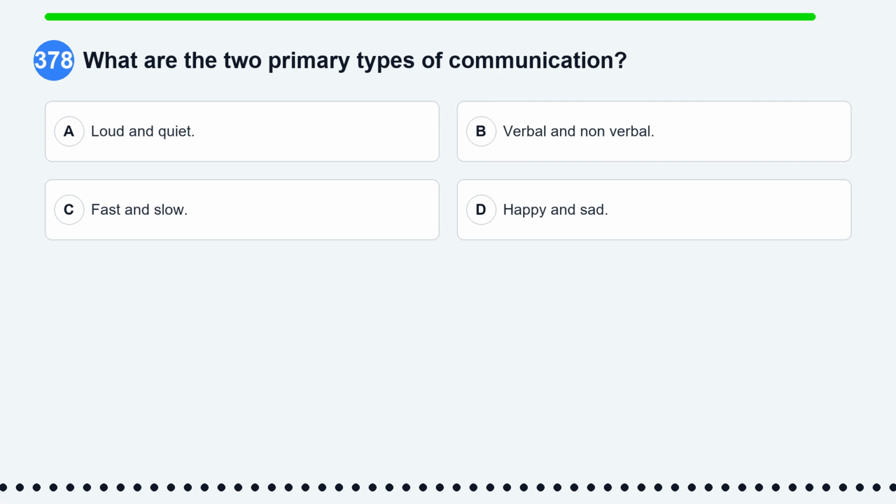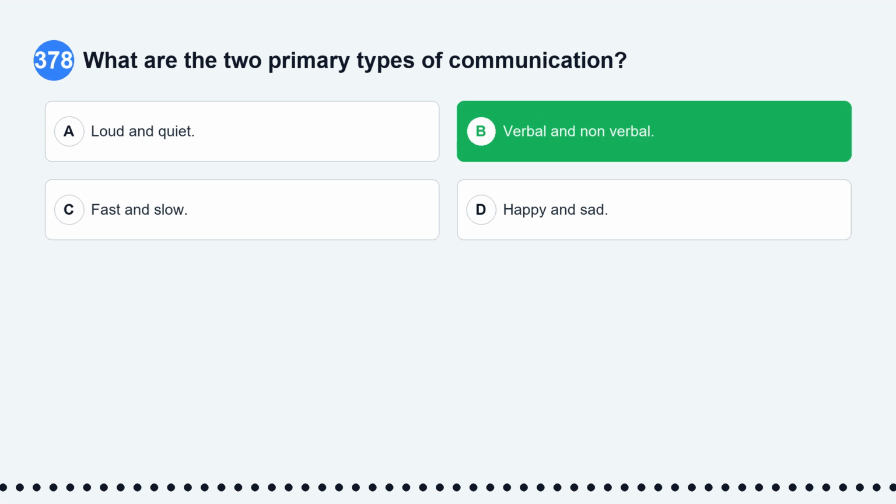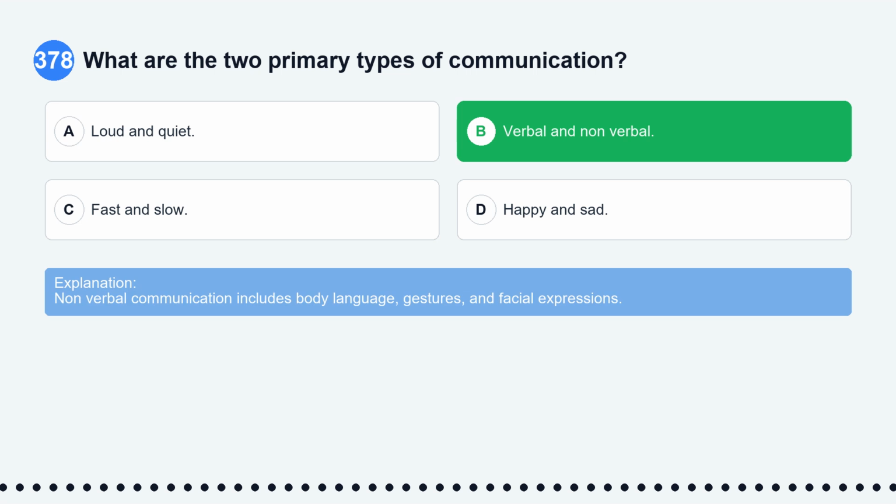Question 378. What are the two primary types of communication? Option A, loud and quiet. Option B, verbal and nonverbal. Option C, fast and slow. Option D, happy and sad. The correct answer is option B, verbal and nonverbal. Nonverbal communication includes body language, gestures, and facial expressions.